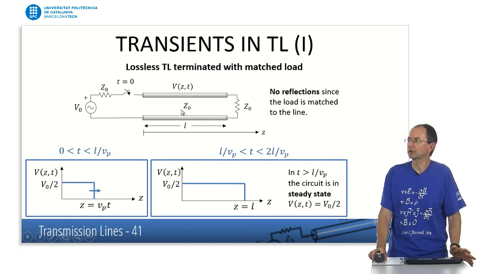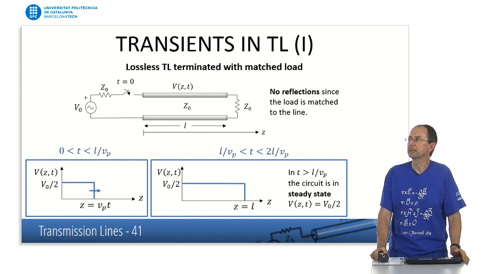There's no reflection, everything is perfectly matched, everything is at the same impedance. So if we connect this generator here, this generator has a voltage of V0, we switch this on at a certain time, t equal to 0, what's going to happen? Well, at the moment we switch here, if we measure the voltage at the input of the transmission line, this voltage will be V0 divided by 2, not V0.